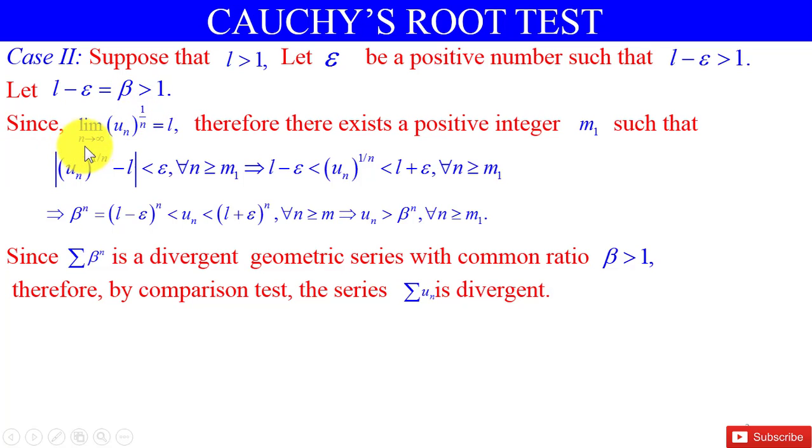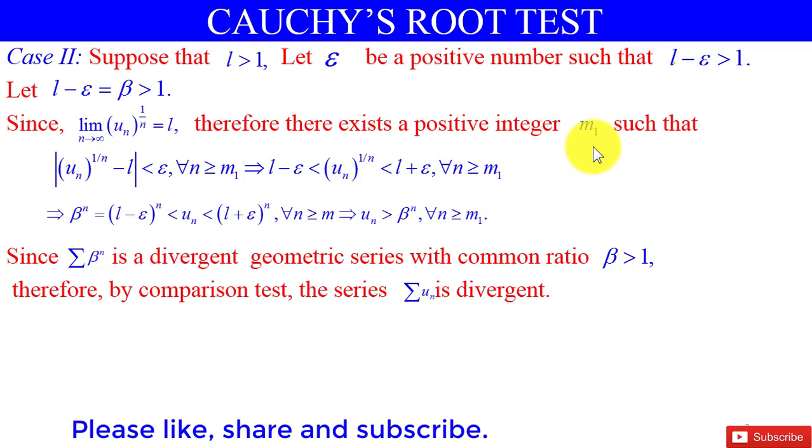Since limit n tends to infinity un raised to the power 1 by n is equal to L, therefore there exists a positive integer m1 such that modulus of un raised to the power 1 by n minus L is less than epsilon for all n greater than or equal to m1, which implies that L minus epsilon is less than un raised to the power 1 by n, which is less than L plus epsilon for all n greater than or equal to m1.